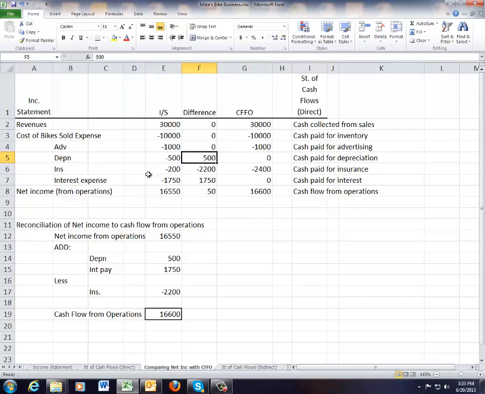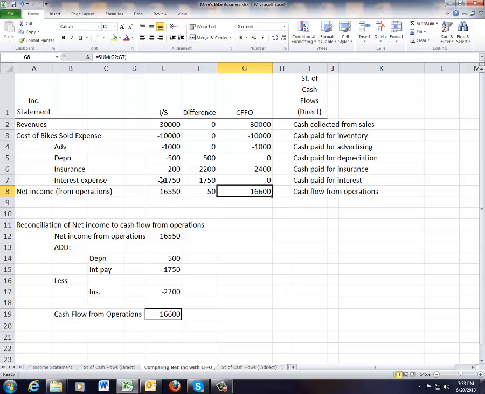Next, we bought insurance for $2,400 right there, but we only expensed or used up $200 to get from minus $200 on the income statement to minus $2,400 in the cash flow statement. We've got to go minus two to minus 24, we got to subtract $2,200 more. So there's another difference between income and cash flow.